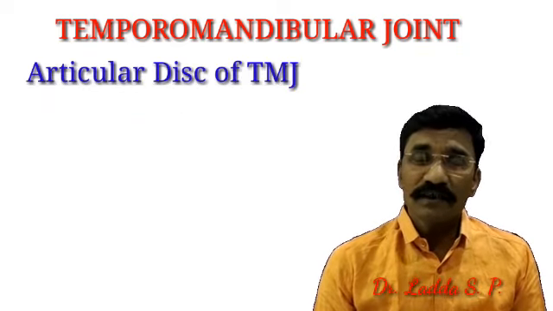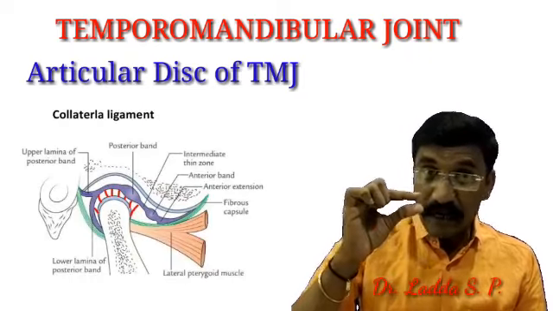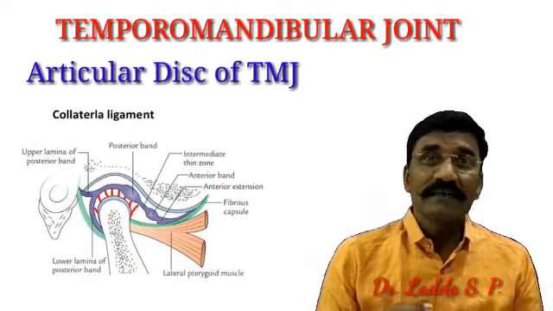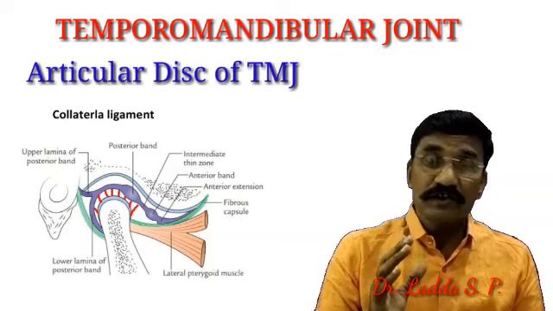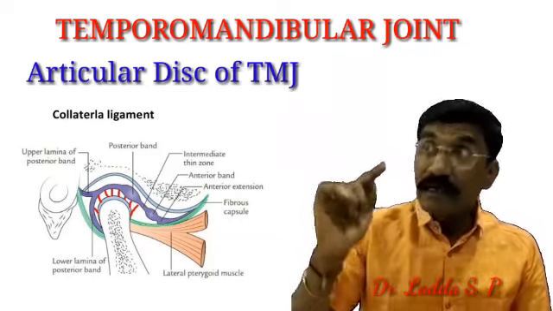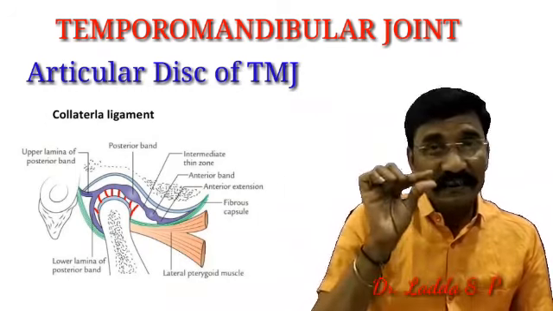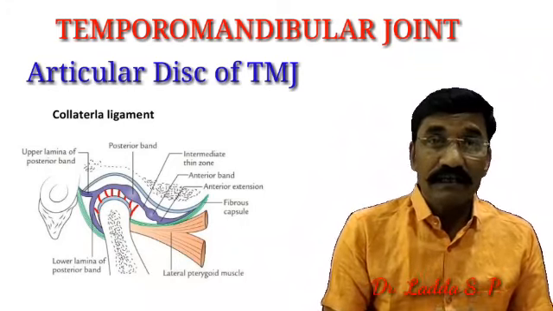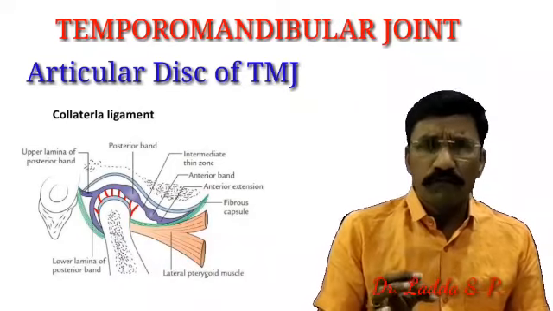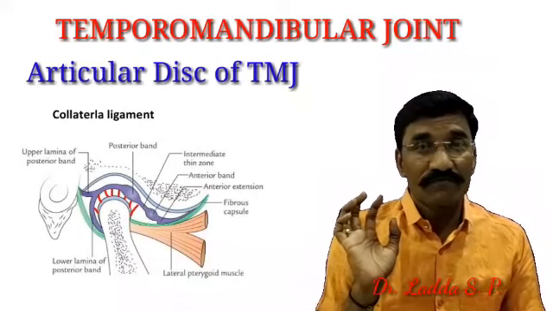Now about the articular disc. It is a thick band in between the two articular surfaces that helps prevent friction between the two bones, the mandibular fossa and the condyle of the mandible. In between these two there is a disc, called the articular disc. This disc is very tough and helps the joint throughout life.